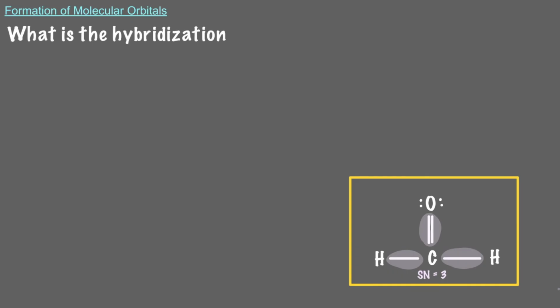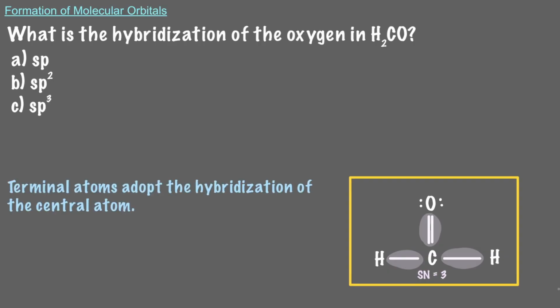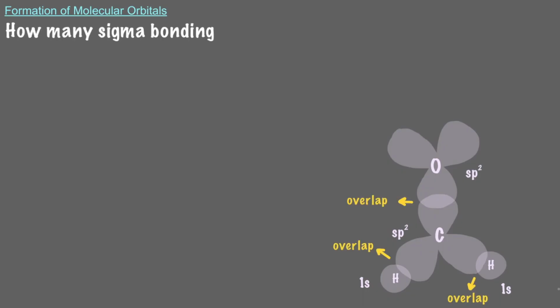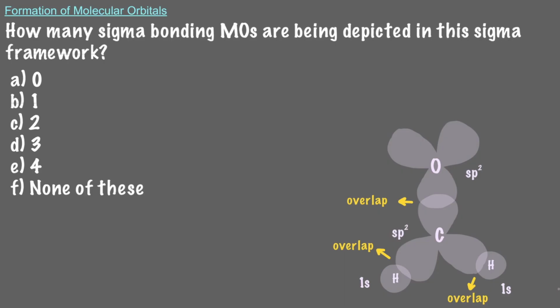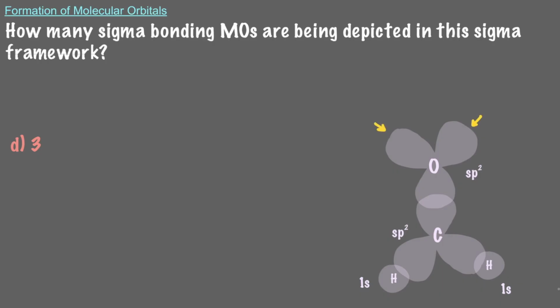What is the hybridization of the oxygen in H2CO? Remember that terminal atoms adopt the hybridization of the central atom, so oxygen will also adopt an sp2 hybridization in formaldehyde. Now let's redraw the molecules showing the hybridized atomic orbitals, the hydrogen 1s orbitals, and their overlap. How many sigma bonding MOs are being depicted in this sigma framework? These 3 overlaps are all going to produce sigma bonding MOs and sigma anti-bonding MOs, though we'll continue to ignore the anti-bonding orbitals.